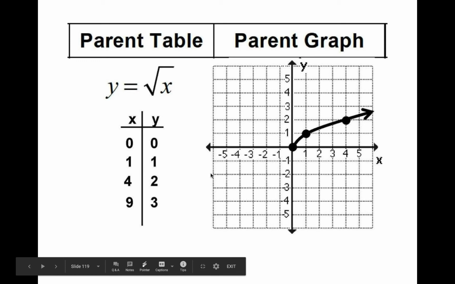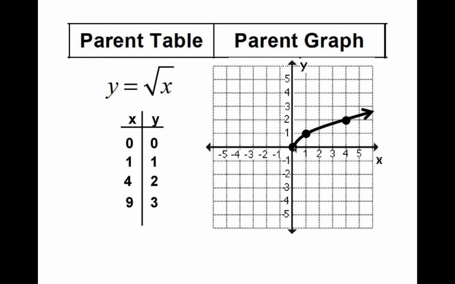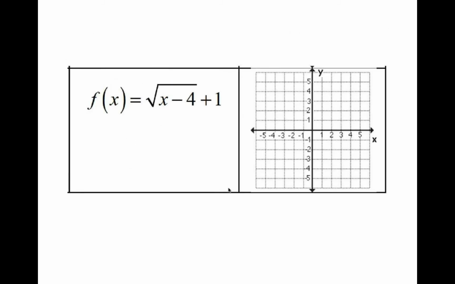All right. Again, you don't have to memorize the table. Just know you're square rooting from this point. So the square root of 1 is 1. The square root of 4 is 2. The square root of 9 would be 3. So let's transform that graph.